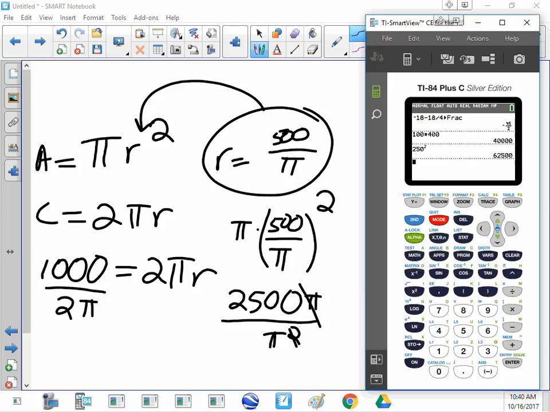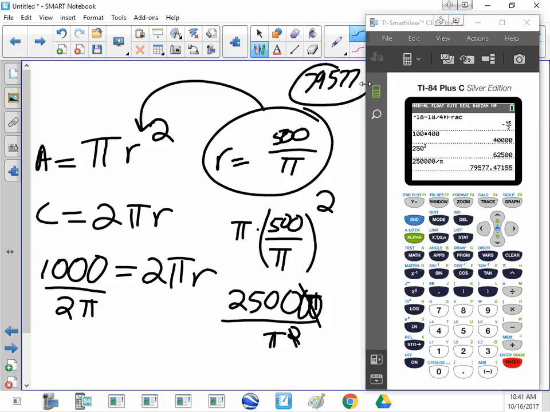Oh, I did it again. It's not 2,500, it's 250,000, right? Yeah. 250,000 divided by pi, and I end up with 79,577. Is that number bigger or smaller than the answer we got for the square? It's quite a bit bigger.